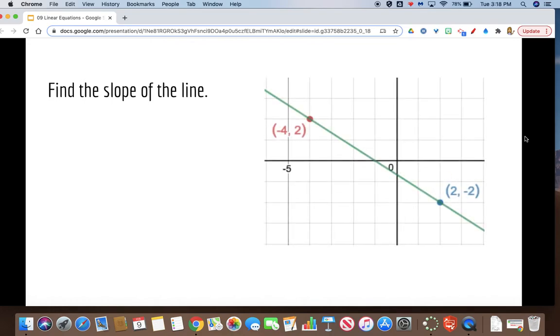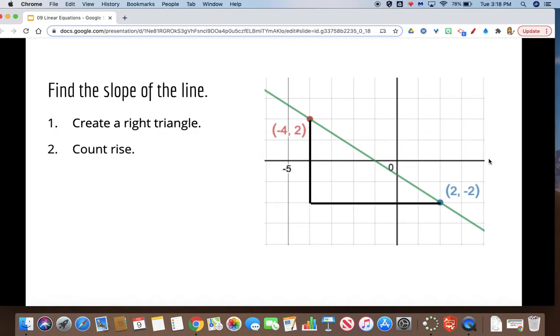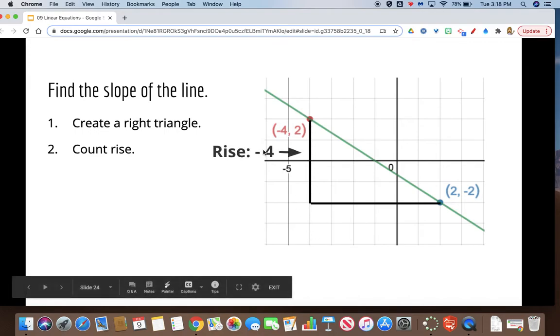Let's take a look at this example. First thing we want to do is create a right triangle. You could either go over and down or down and over. We want to count the rise. This rise is actually a drop. 1, 2, 3, 4 boxes, and we went down, so -4.